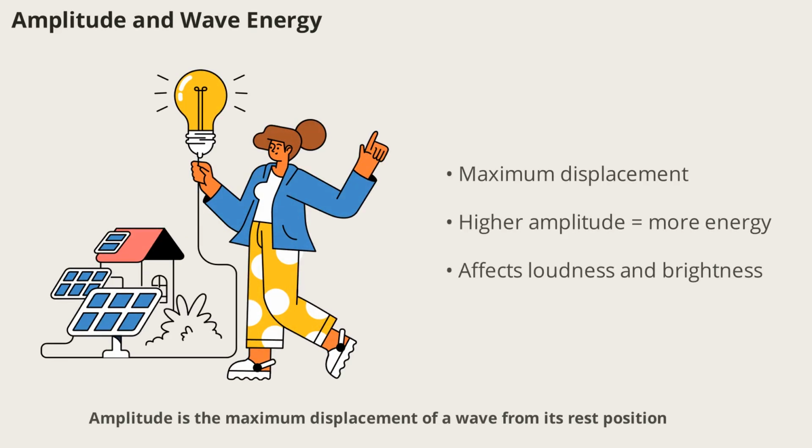Amplitude is the maximum displacement of a wave from its rest position. It's a measure of how strong or loud a wave is. The greater the amplitude, the more energy the wave carries. For example, louder sounds have higher amplitudes, and brighter lights have greater amplitudes. This property is vital in understanding how waves transfer energy and how we perceive them in our daily lives.